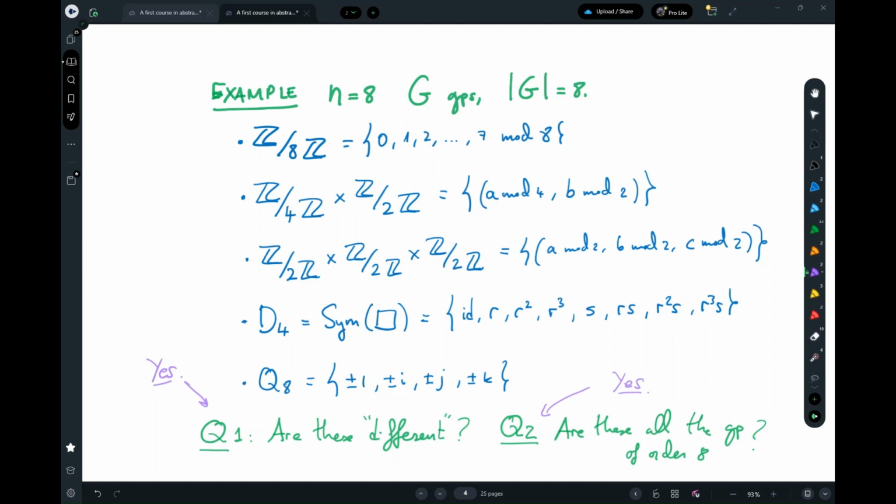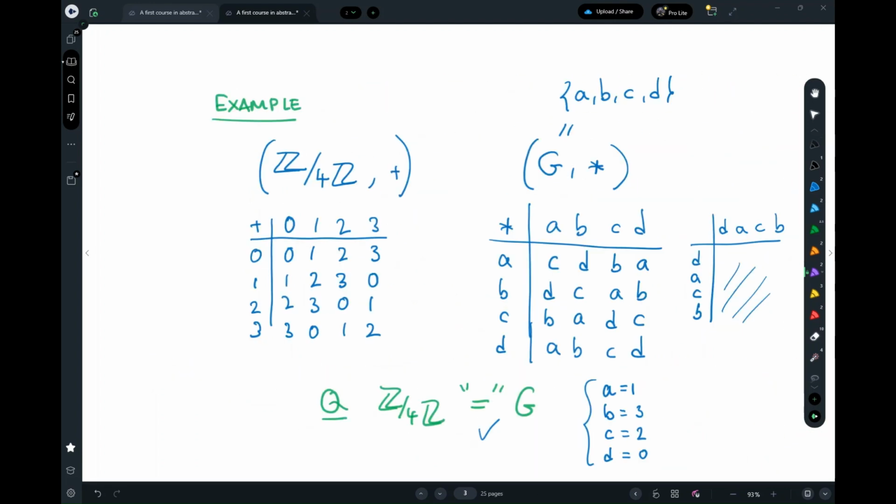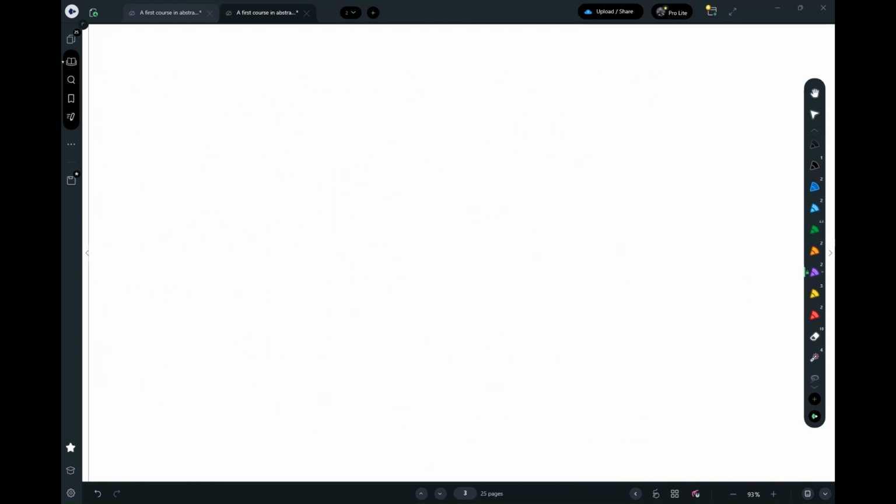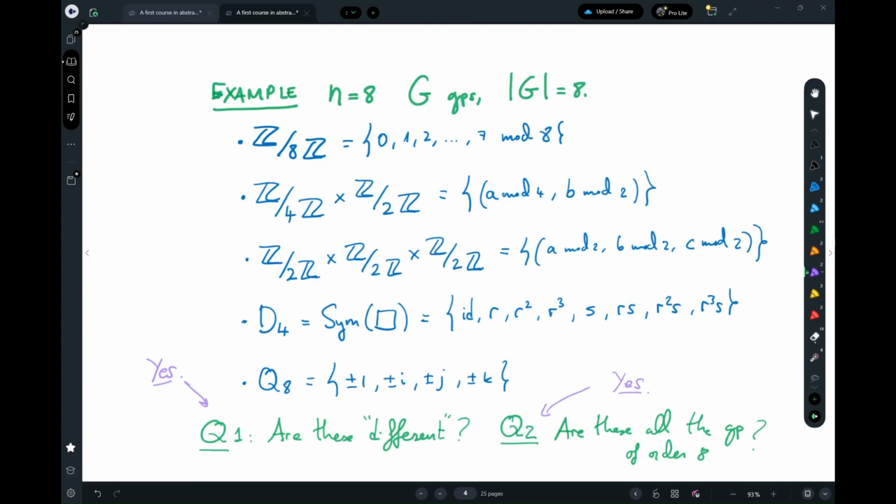Of course, there can be other ways to write the groups with other labels, but they are the same group. It's just different labels for the same group. So you could write Z modulo 8 with other letters, other types of labels, but it will be Z modulo 8 if it's like this one. But it turns out that this is exactly it. There are 5 groups up to isomorphism.